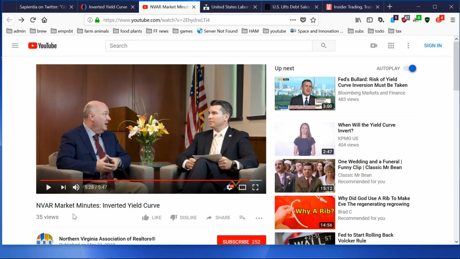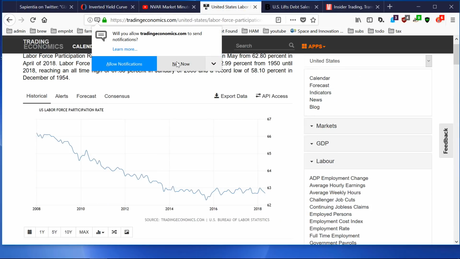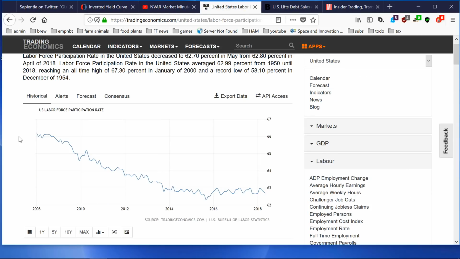So I wanted to address those by looking at some data to see if what he said was actually correct. And I thank the professor for the explanation of the inverted yield curve and what that typically has meant, and also the reasons he gave for why he thinks it could be a false positive. Well, I wanted to discuss first the labor force participation rate.